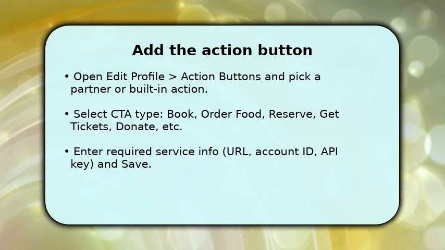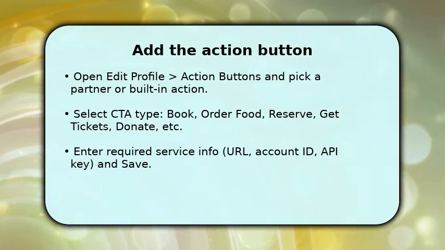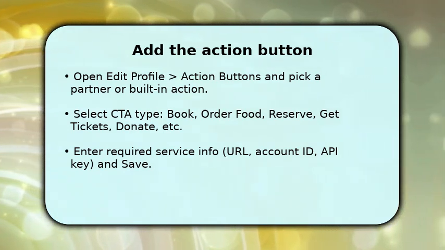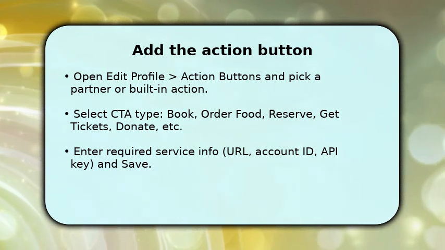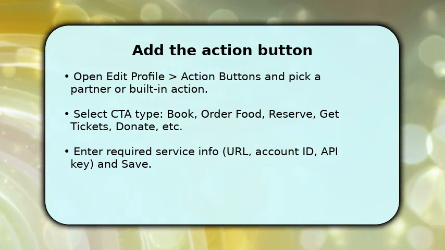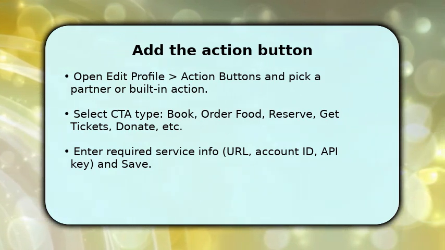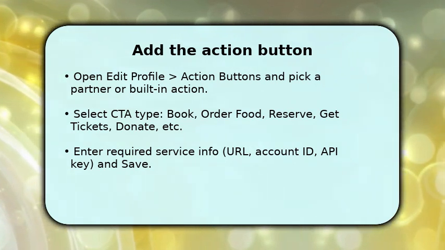You'll now add the actual action button so followers can act immediately. Go to Edit Profile, tap Action Buttons, and choose a supported partner or Instagram's native options. Pick Book, Order, Reserve, or Get tickets based on your goal. Once selected, enter the required service details like a booking URL, provider account ID, or API key. This is why accurate provider info matters.